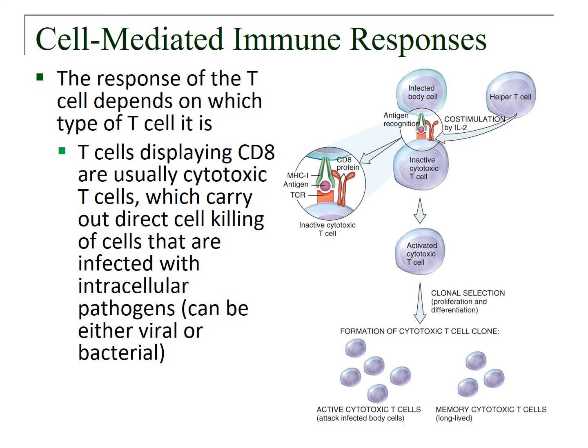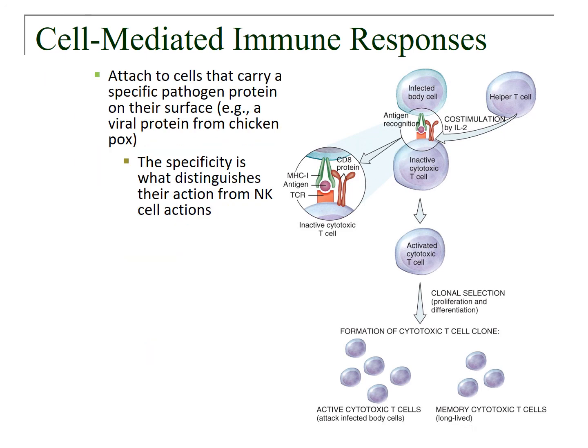and then they go out for a search and destroy mission. They're going to attack infected body cells, or they might attack cancer cells if your immune system happens to recognize a particular cancer, or they may unfortunately be involved in organ rejection. And so most of the cytotoxic T cells that are produced actually go out, search and destroy, but some of them get saved as memory cytotoxic T cells, which are really long-lived cells.